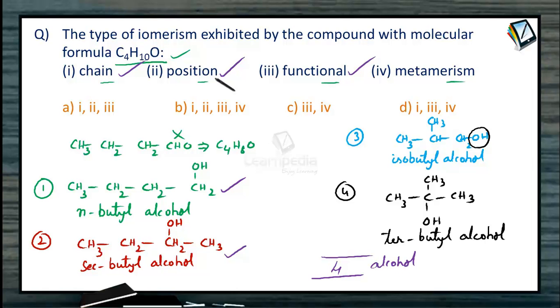Position means the carbon skeleton is same, only the position of the functional group is different. And here in the case of chain isomerism, the arrangement of carbon atoms in the carbon skeleton is different. Then in functional isomerism, the entire functional group is changing.